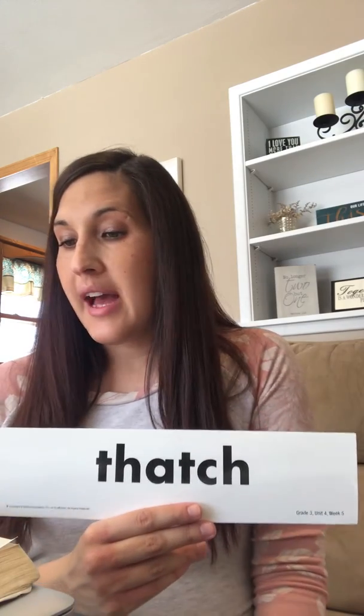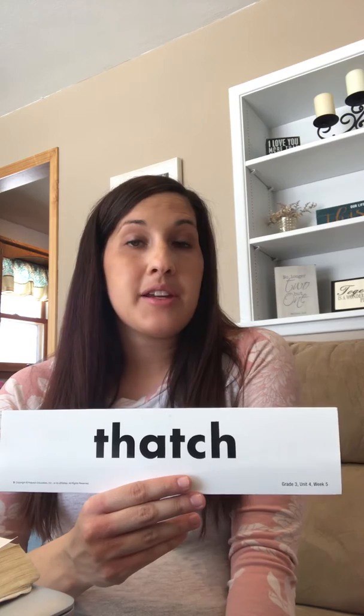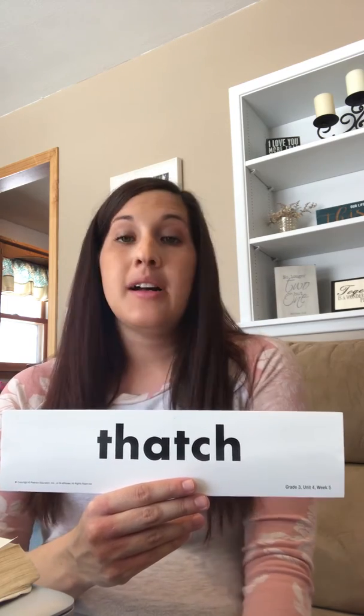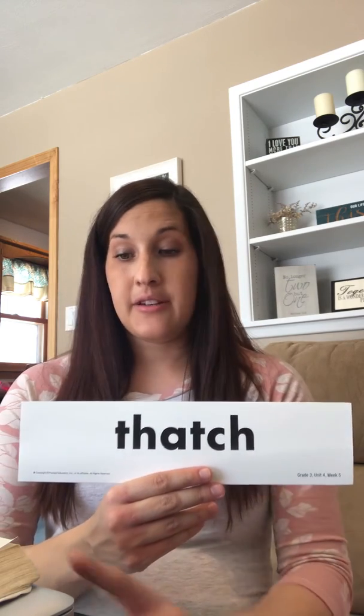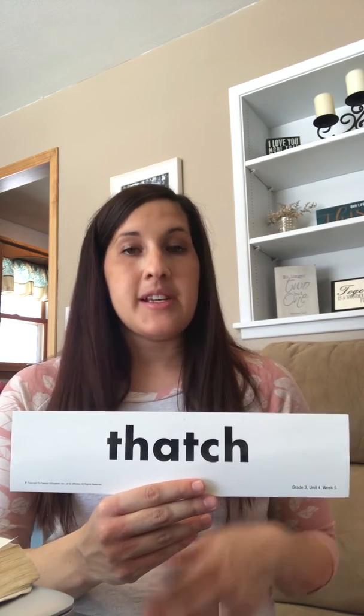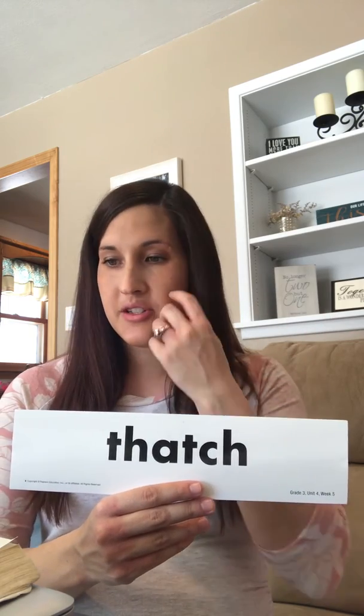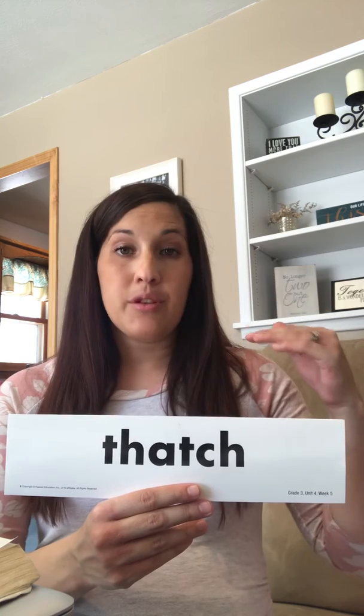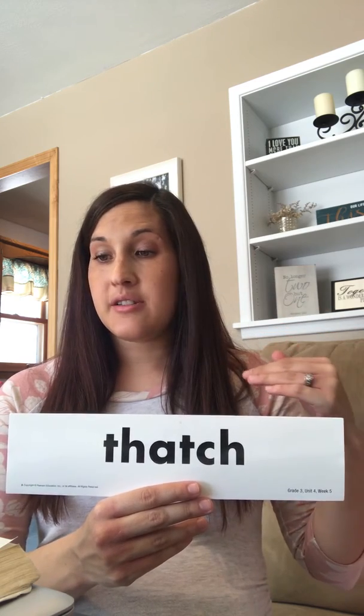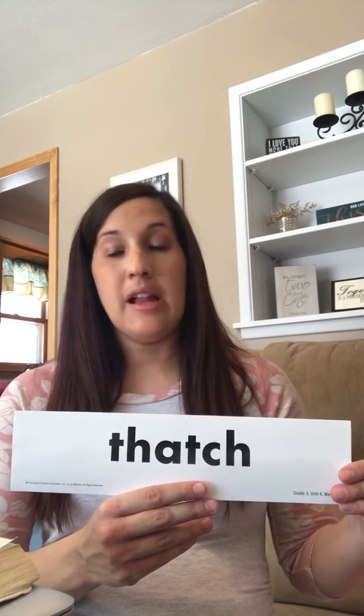Thatch. Thatch is to use straw or leaves as a roof. So we don't do that here, but in villages in different countries, like in your story, this story takes place in a village in Africa, and you'll look at the pictures of the story, you'll see that the huts and the homes are kind of made out of straw and leaves. Those roofs are called thatch. They're using straw or leaves to make the roof, not like the kind of roofs that we have here.